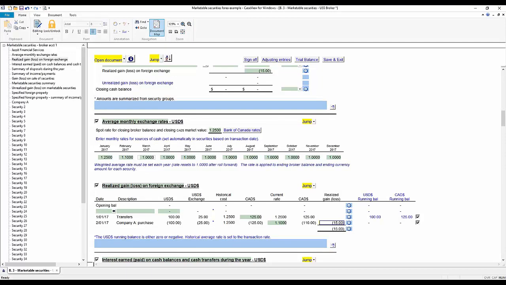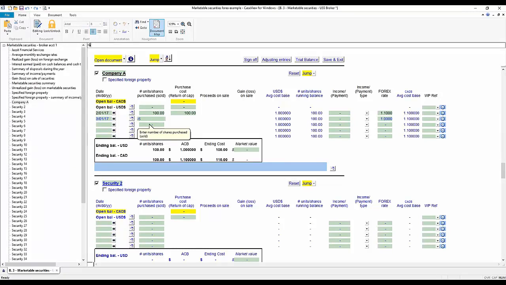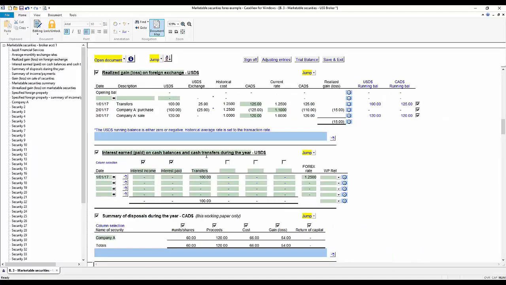As you can see in March, my rate was 1.1. And I'm going to record this transaction in company A again. I sold 60 shares. I got $120 for them. And my rate was 1.1. If I once again go back to my realized gain loss table, you'll see that the transaction has automatically populated. So on the 1st of March 2017, I made a sale. The US amount was 120 and I got 120 Canadian.